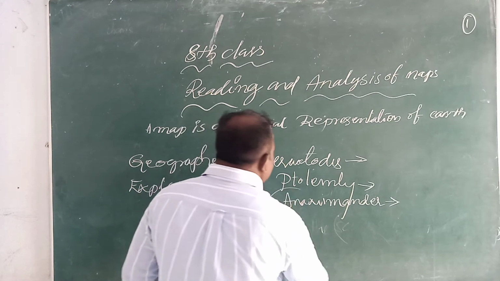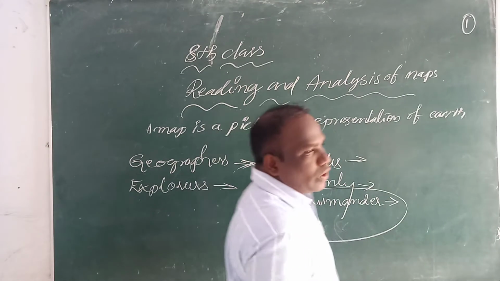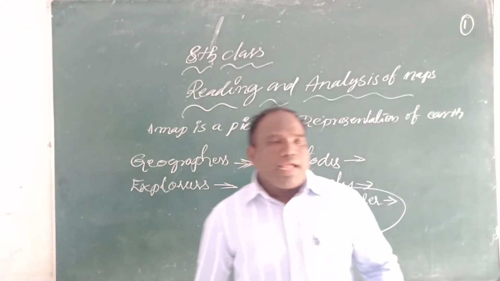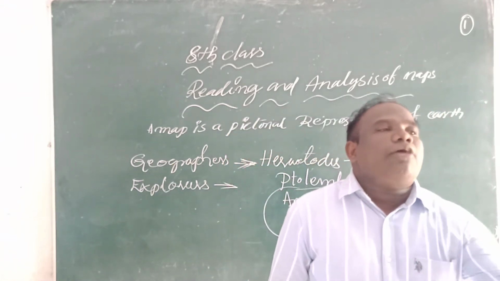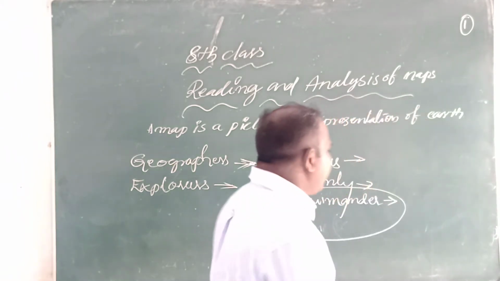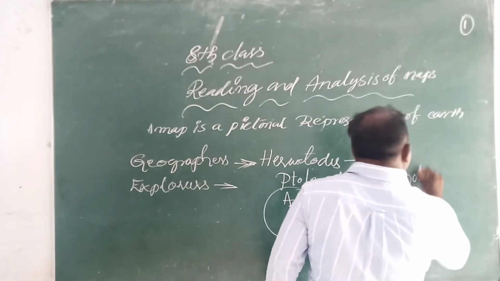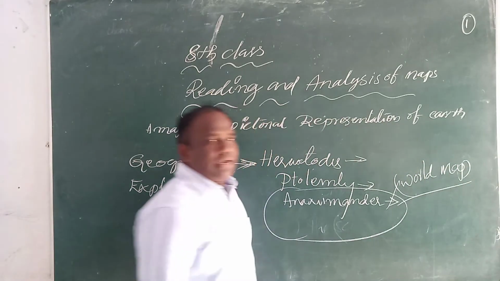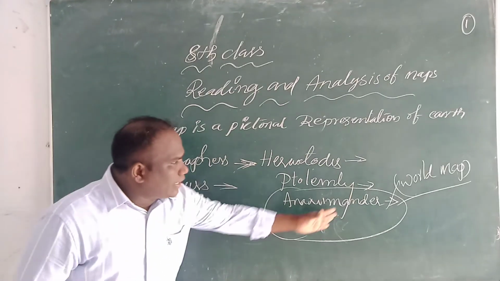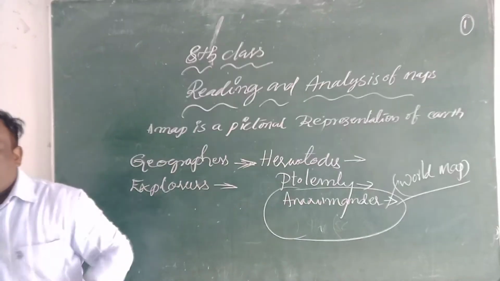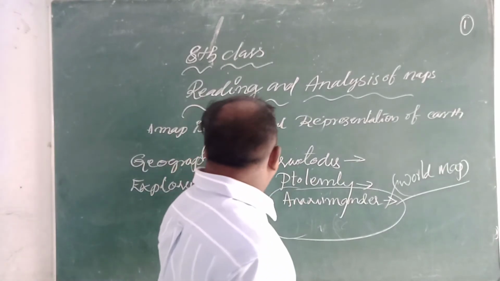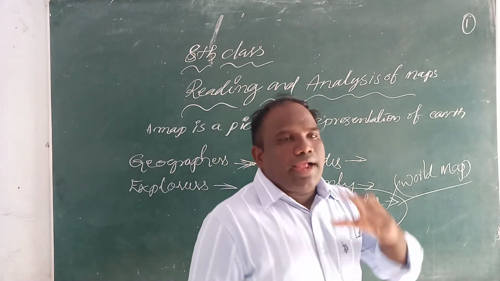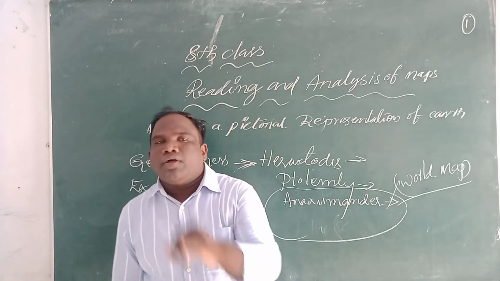What is the importance of Anaximander? Anaximander first made the world map. Who first made the world map? Anaximander. He is a geographer. Geographers: Herodotus, Ptolemy, Anaximander. Anaximander first made the world map.